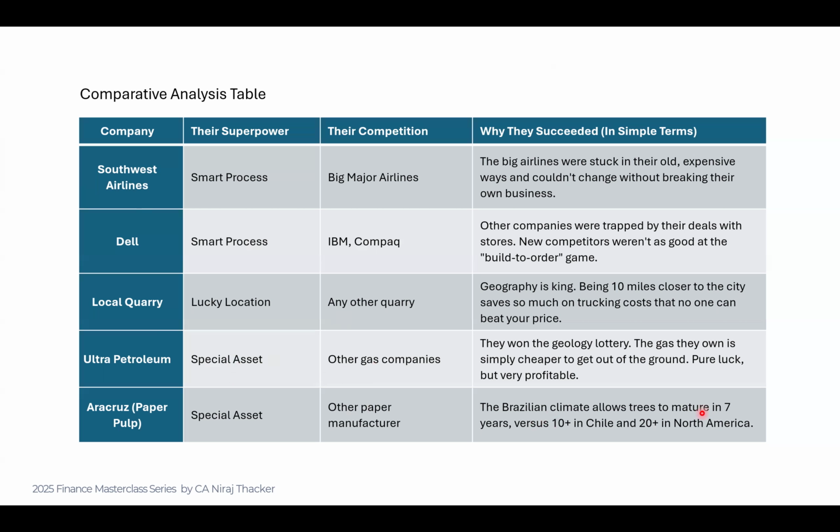Okay, same 7 years to mature. The climate allows trees to mature in 7 years, but 10 in Chile and 20 in North America. So lowest cost producer. Okay?